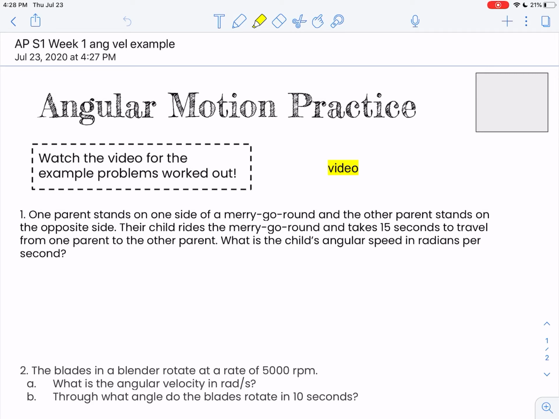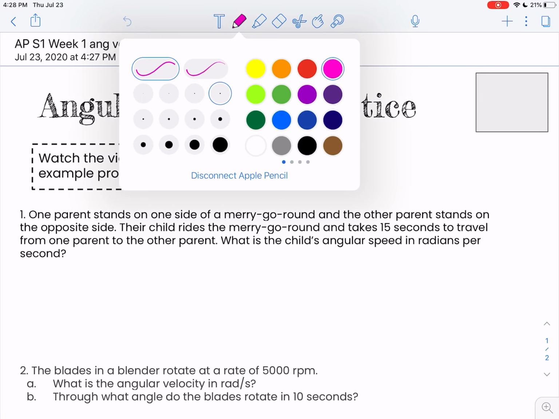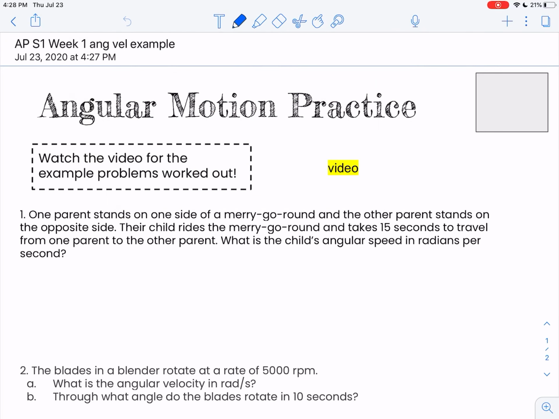All right, here are some examples on how to use the angular velocity equation. So what we've got so far is theta final equals omega t plus theta initial. Remember, that's just like your y equals mx plus b from the graph, which is also like the linear average velocity equation. So that's all exactly similar.